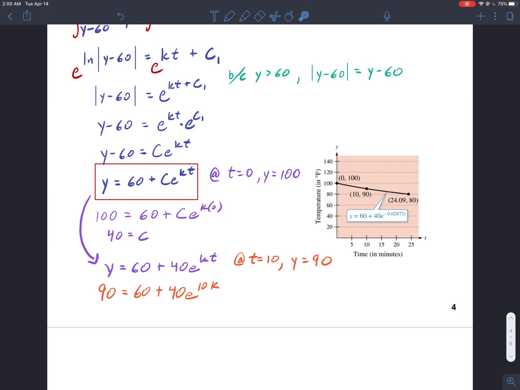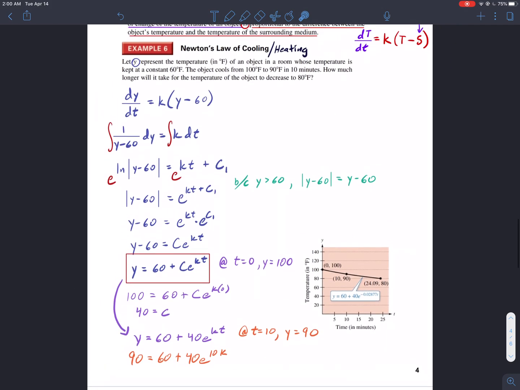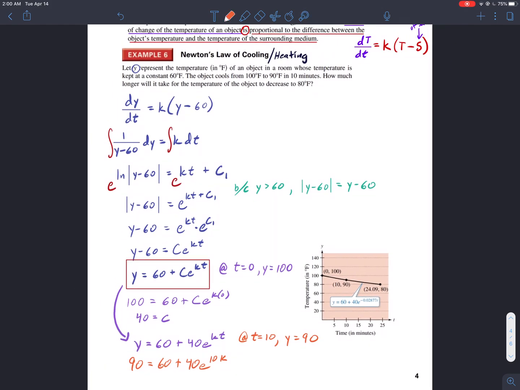What I do want to point out is this general statement that we have proven here. The solution to this differential equation for Newton's law of cooling is essentially y equals the surrounding medium temperature plus the difference between the initial temperature and the surrounding medium times e to the kt. I kind of ran out of space there, but there it is.